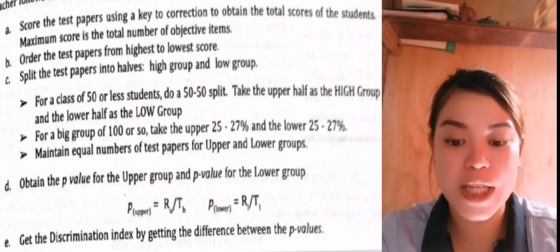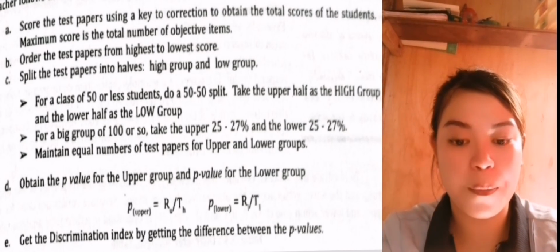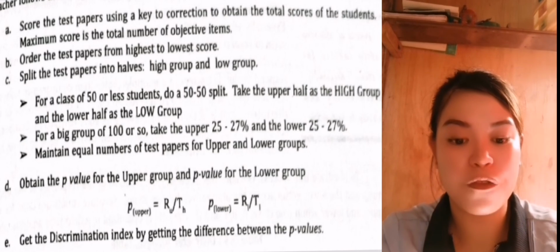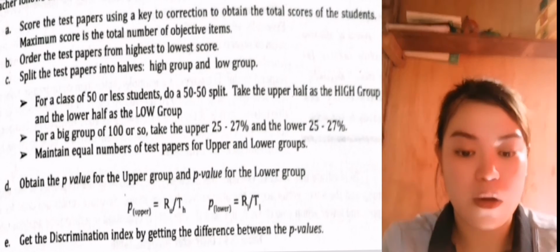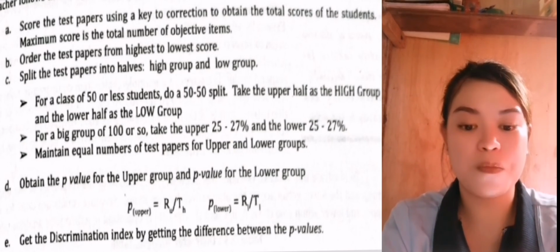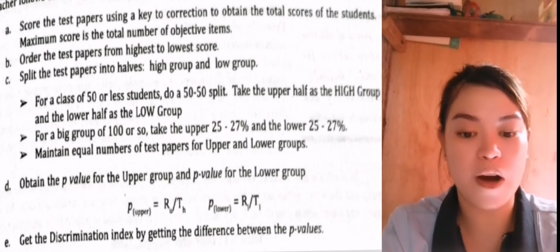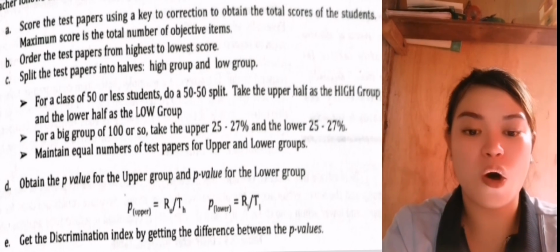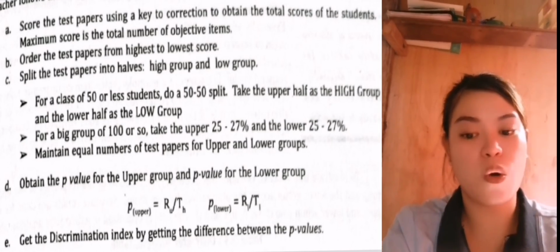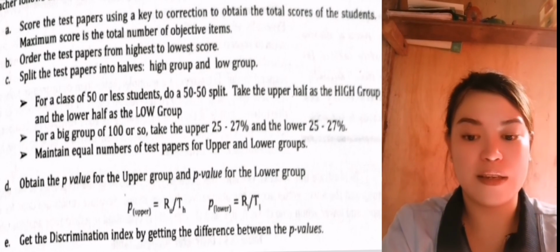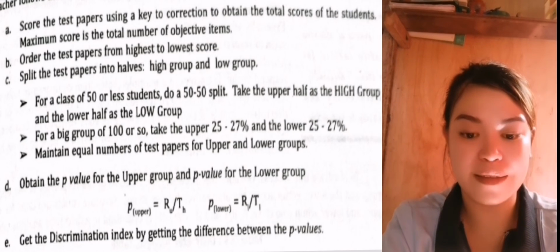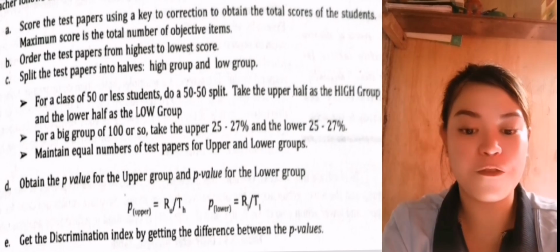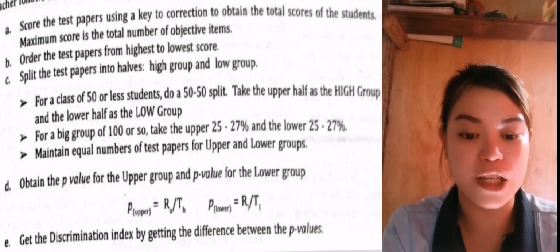Then fourth, obtain the p-value for the upper group and the p-value for the lower group. P upper equals RU over TU, and P lower equals RL over TL. Then fifth, get the discrimination index by getting the difference between the p-values.